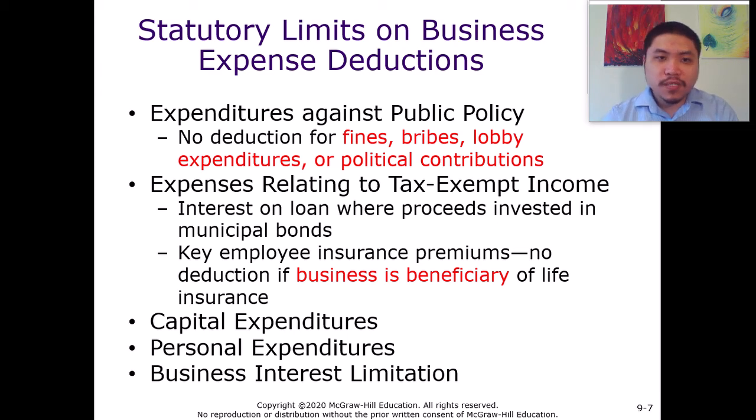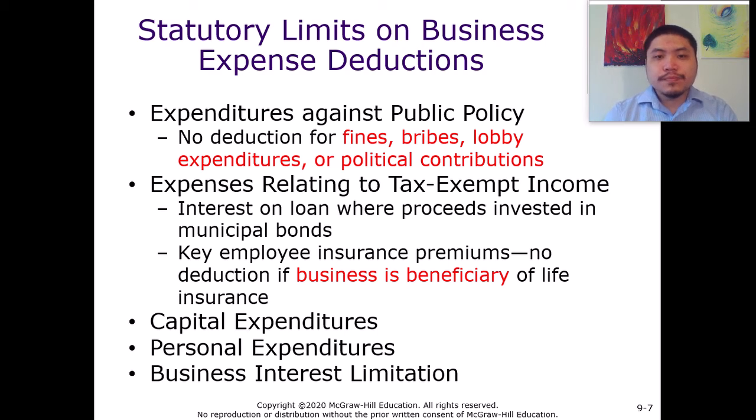So first of all, expenditure against public policy, right? So what does that mean? Meaning fines or penalties that the business has to pay by order of the law, right? And then bribery, of course, because it's illegal, right? Lobby expenditure, political contributions, right?